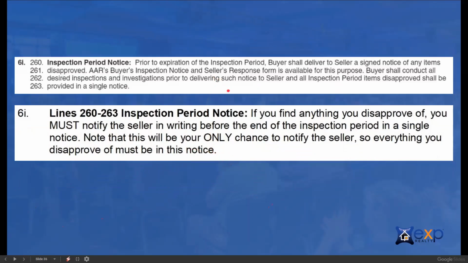Okay, 6I, inspection period. Not inspect, but inspection period notice. If you find anything you disapprove of, you must notify the seller in writing before the end of the inspection period in a single notice. Note that this will be your only chance to notify the seller, so everything you disapprove of must be in this notice. Notice I focused on the fact that it has to be done before the inspection period, and this is your only opportunity. I want to just stress that to my buyer.